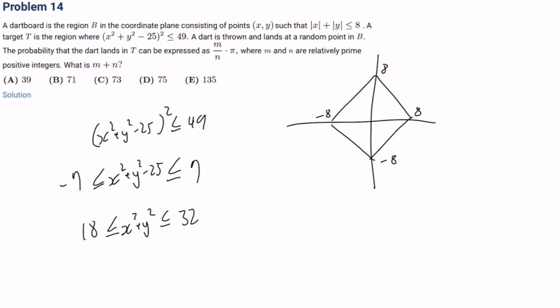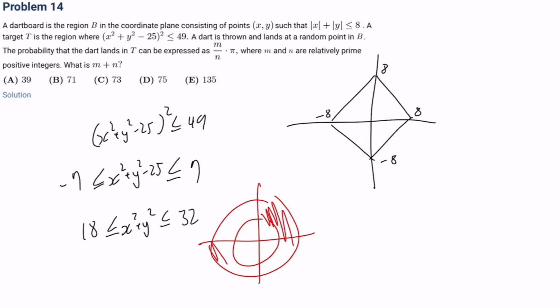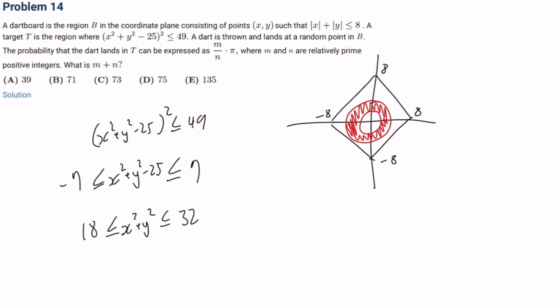That means that this region is actually like a donut shape, between two circles. So it's this region, where the first radius is root 32 and the second radius is root 18. Okay, so that region is entirely within the dartboard. And so we want m plus n. Okay, we want the probability, right?